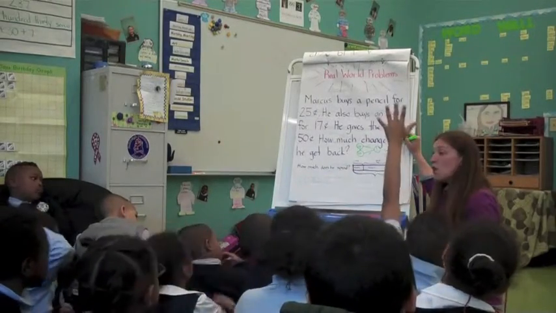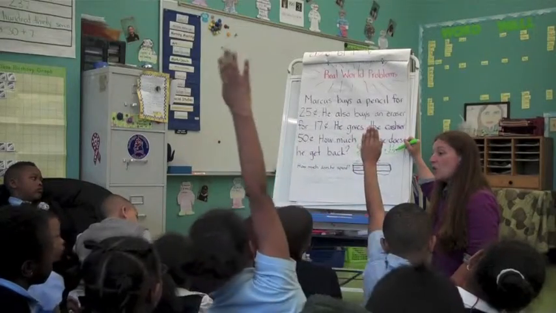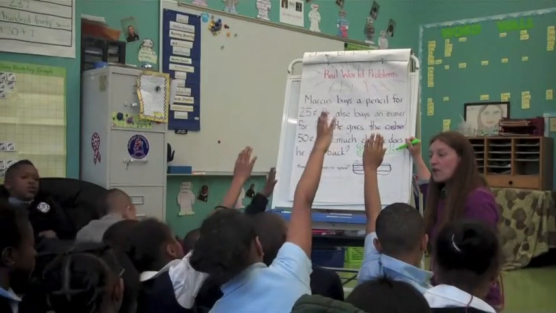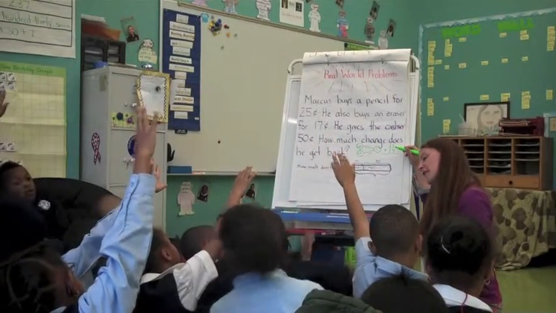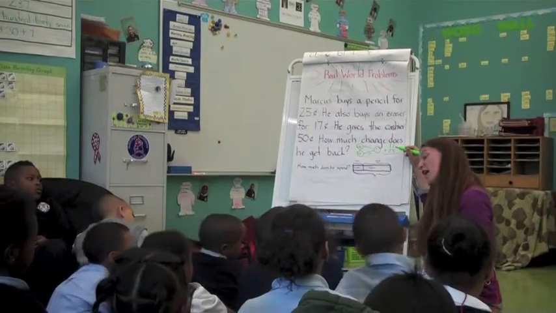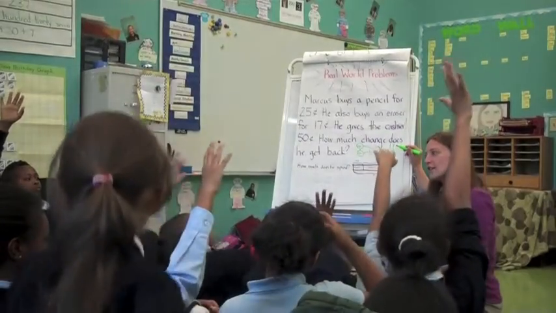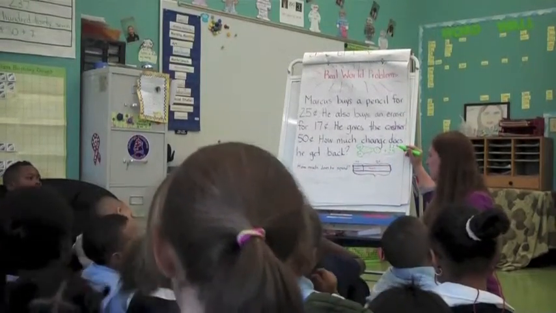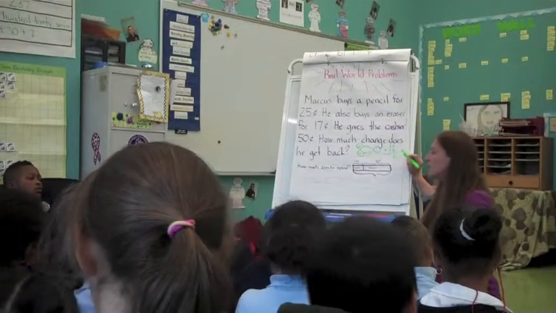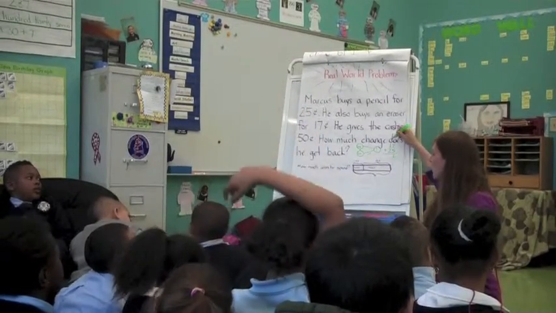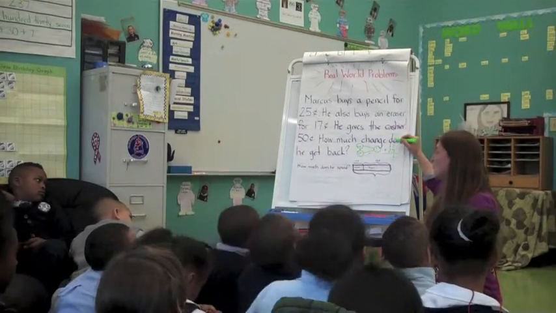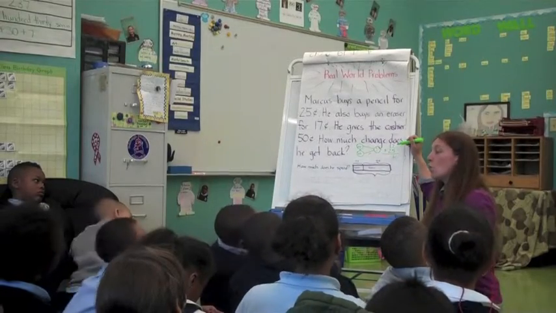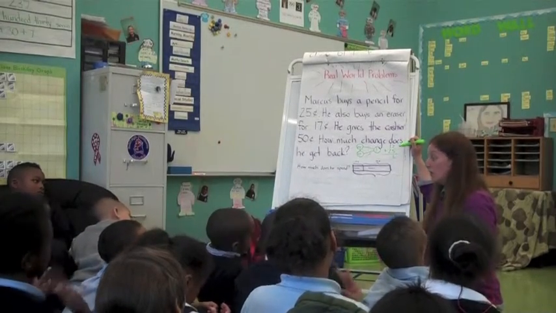So we have 7 ones and 5 ones. How many ones do I have all together if I'm adding? Samara. 12 ones. How can I regroup 12 ones? Dominic. Put the 2 down, so I have 2 ones, and put the 1 on top of the 1 in 17, and I have 1 ten. So I regroup 12 ones into 1 ten and 2 ones.